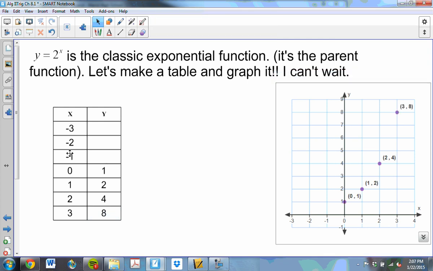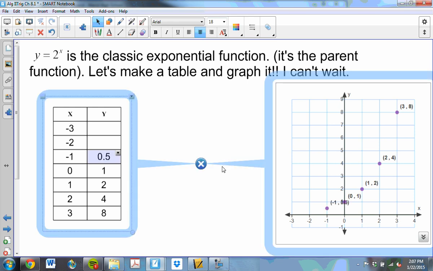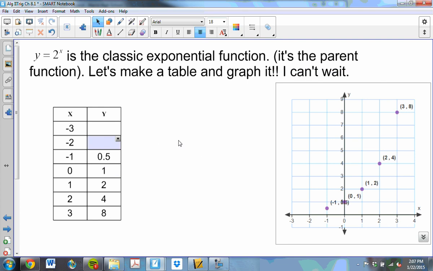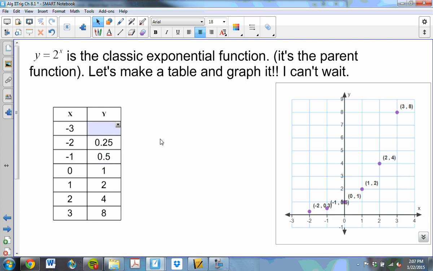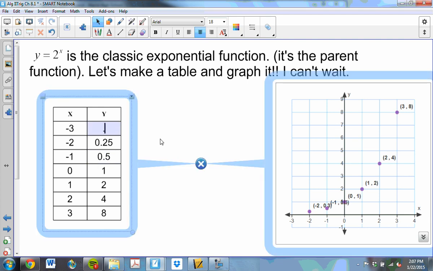It's 2 times 2 times 2, which is 8. 2 to the negative 1, if I plug in negative 1 for x, take a second and see if you remember what 2 to the negative 1 is. That would be 1 over 2, or a half. 2 to the negative 2 is 1 over 2 squared, or a quarter. And 2 to the negative 3 is 1 over 8, or 0.125, an eighth.